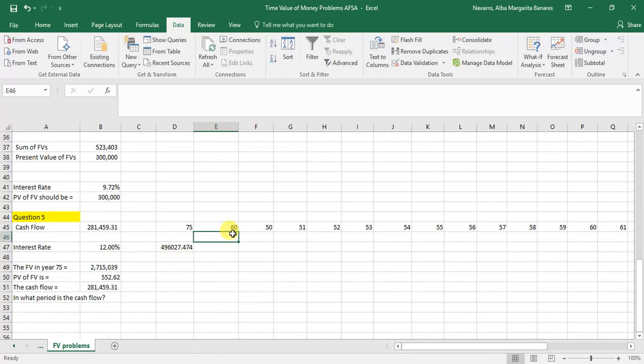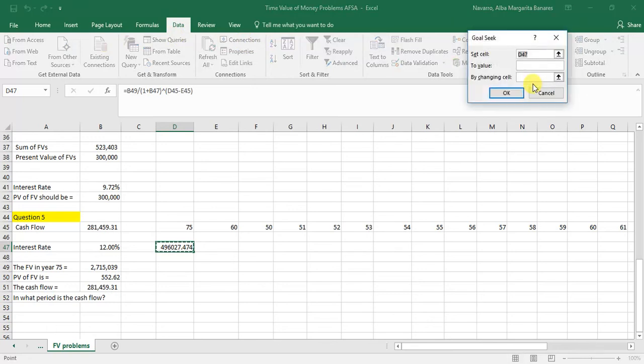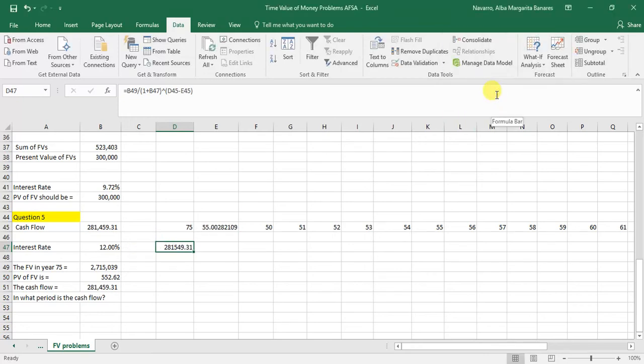So as you can see, we know that 60 isn't the cash flow because these two numbers don't match up. So what we're going to do is we're going to goal seek this. Goal seek, set the cell to the value you want, 281,459.31, by changing the 60 cell. Right, so we get that the period of the cash flow is 55, which is correct. So why did this work?